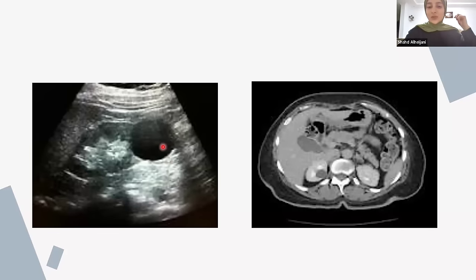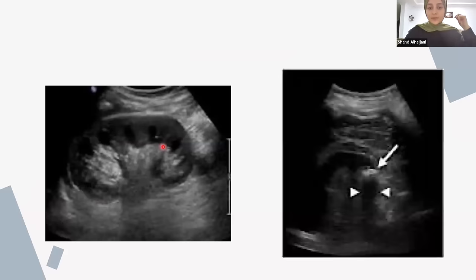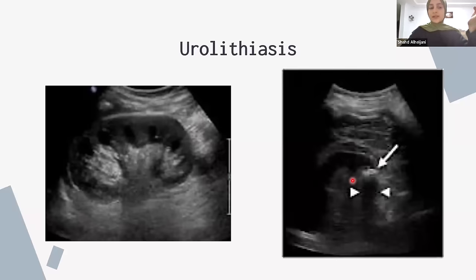Remember we said a stone. Yeah. This is the stone. Behind it, you'll have a shadow. You see a shadow. So it will look hyperechoic, and the shadow behind it will indicate that this is a kidney stone. So here you have urolithiasis.